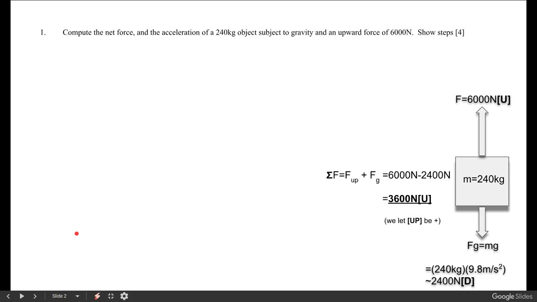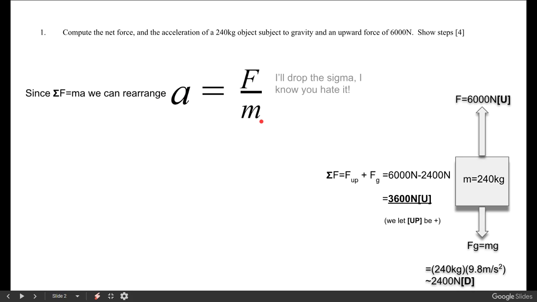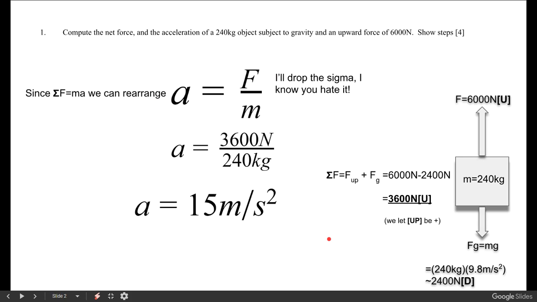of gravity. This means the sum of forces would be the up force plus the down force, or the up force can be called the tension. And if we choose down negative and up positive, we would get 6,000 newtons minus 2,400. We have 3,600 newtons up. Sum of forces is MA, so we can rearrange that to this equation. I dropped the sigma here because I know how much you hate it. We put in our numbers. We got our answer, 15 meters per second squared.